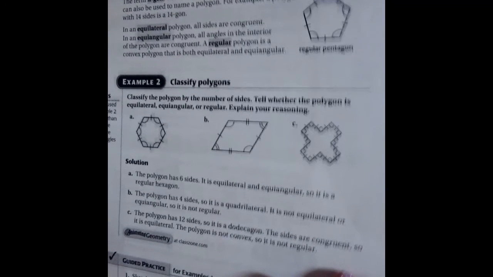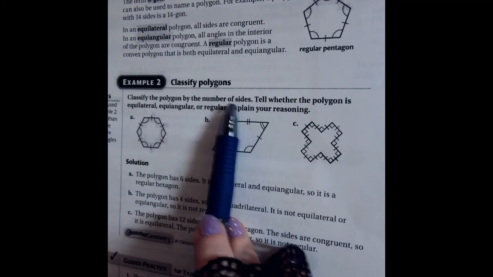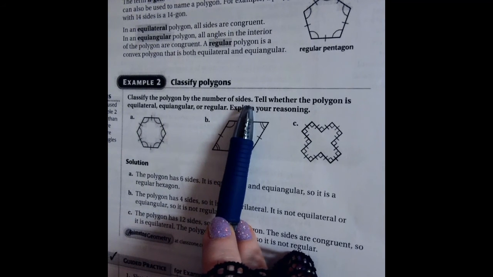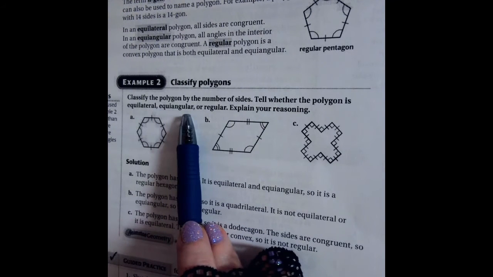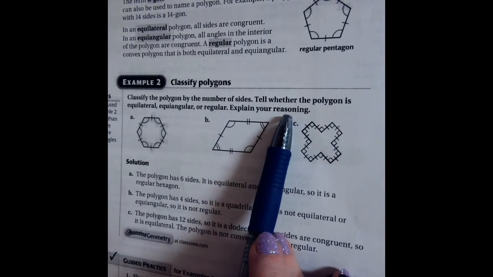So this is a fairly easy section, 1.6. Classify the polygon by the number of sides. So that's the first thing. Tell whether the polygon is equilateral, equiangular, or regular. Explain your reasoning.